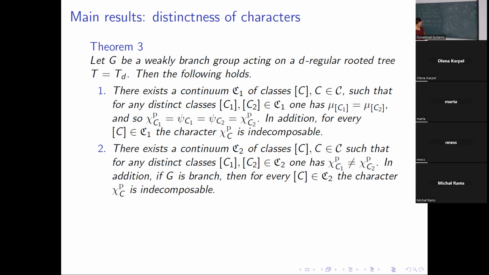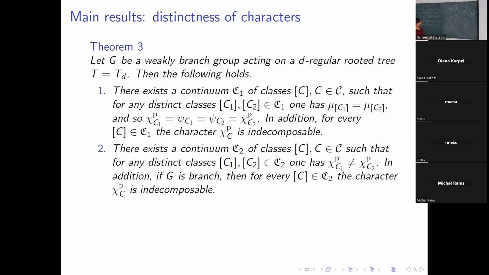But the measures mu CP will be pairwise distinct. So we have a continuum of distinct ergodic invariant random subgroups mu CP, for which the corresponding character will be the same. So basically here we show that chi is highly non-injective. There is a continuum of ergodic invariant random subgroups which are mapped by chi to the same character.